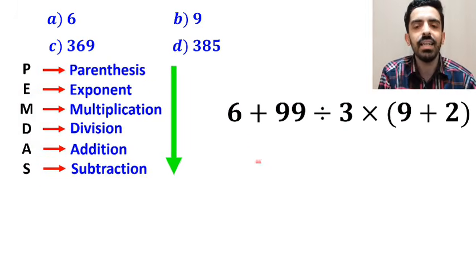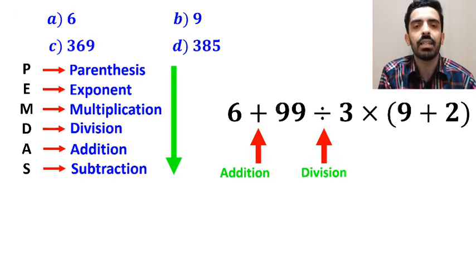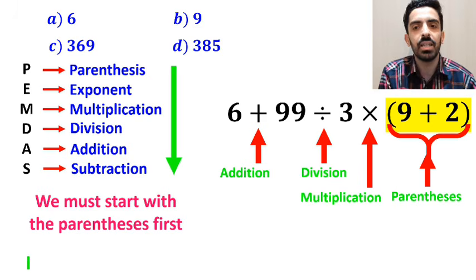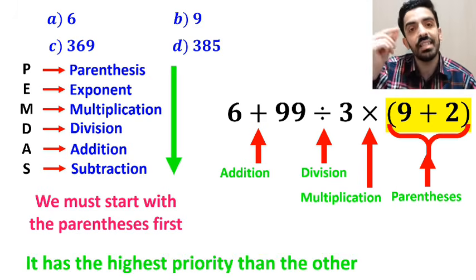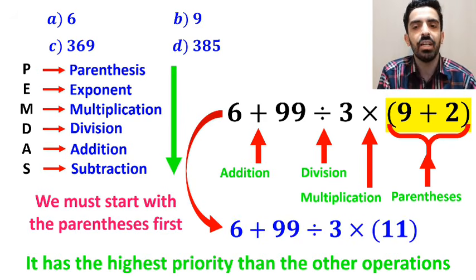Alright, as you can see on the screen, in this expression, first we have an addition sign, then a division sign, followed by a multiplication, and finally parentheses. We must start with the parentheses first, because it has the highest priority among the other operations. So, instead of this expression, we can write 6 plus 99 divided by 3 times 11.